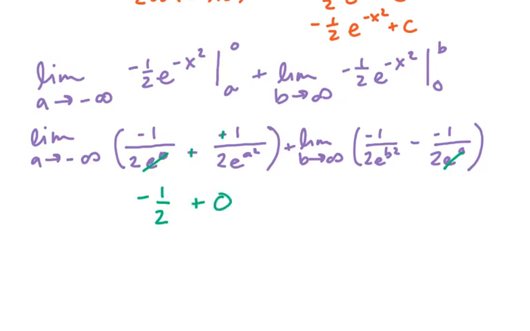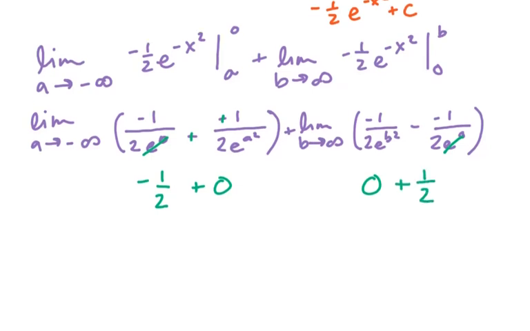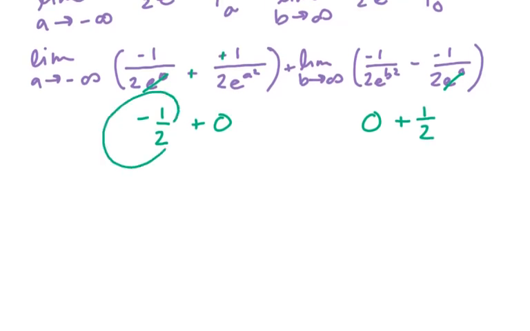The same thing's going to happen over here with the b squared, and then this is going to become minus a negative, or plus, 1/2. So we have minus 1/2 plus 1/2, which means that it comes out to 0, of course.